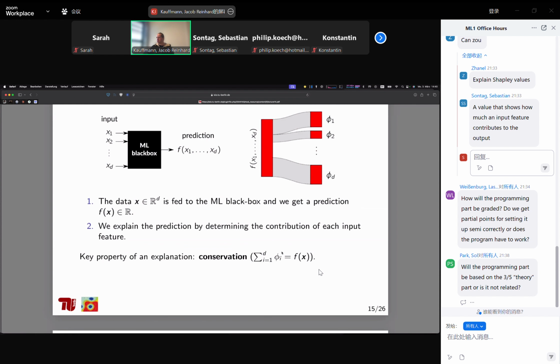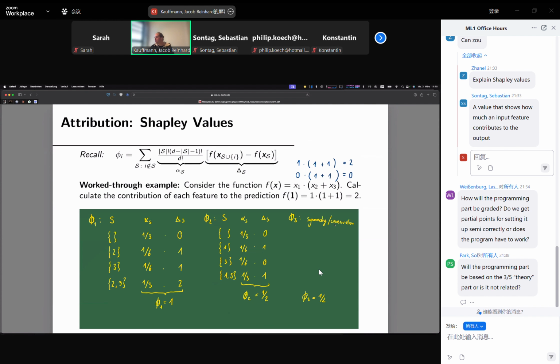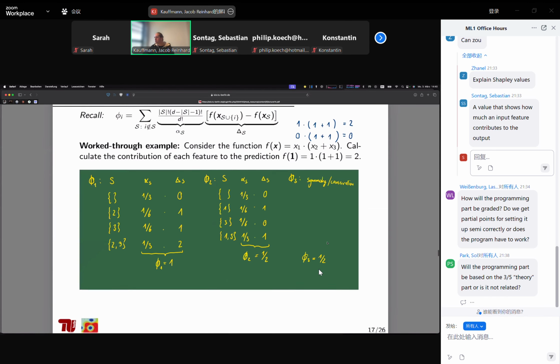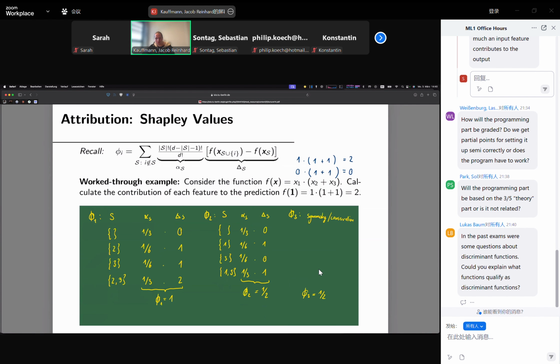This conservation property is just saying that the sum of your contributions is equal to the output of your function, which means if you know d-1 of them, then the last one is just the difference between f of x and the sum of the d-1 contributions. So this is one little trick we also saw, the conservation property. Yeah, so this is just a quick recap of Shapley values.